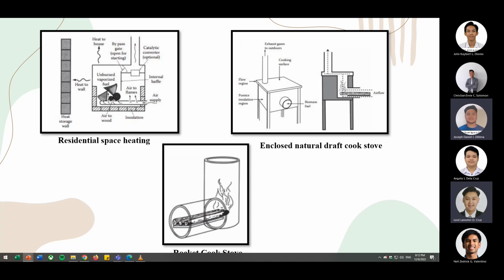The first image shows the residential space heating. This is the improved cook stove, which includes the insulation of the sides of the chamber. This will reduce the heat losses, and the inclusion of the chimney aids in the airflow direction. The third image shows the rocket stove. It is also an improvement of a cook stove.